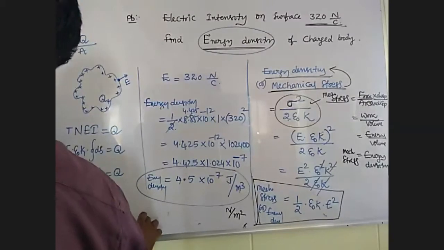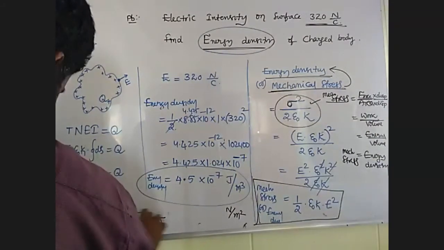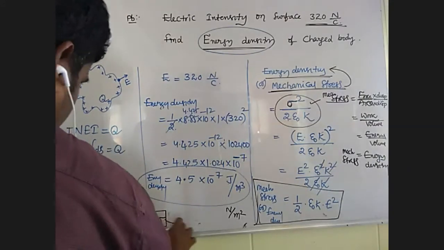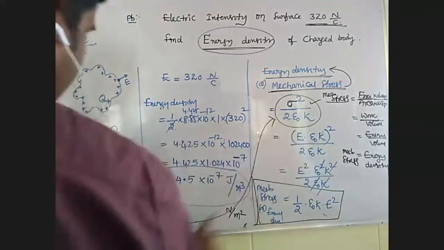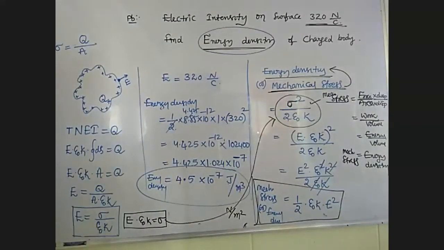E into epsilon naught k equals to sigma. This value we put here in this equation, E into epsilon naught k equals to sigma. Then we get energy density, one new formula.